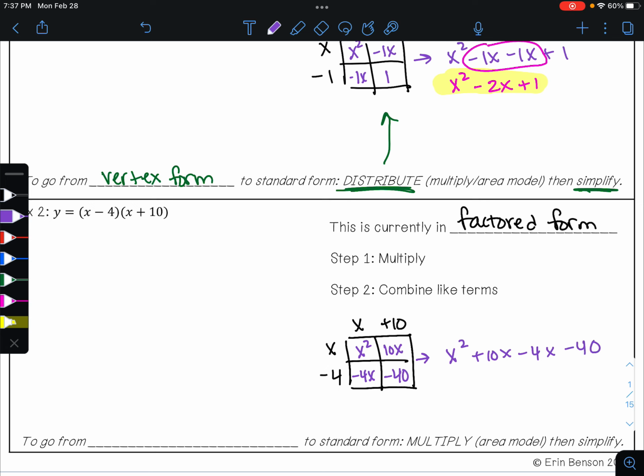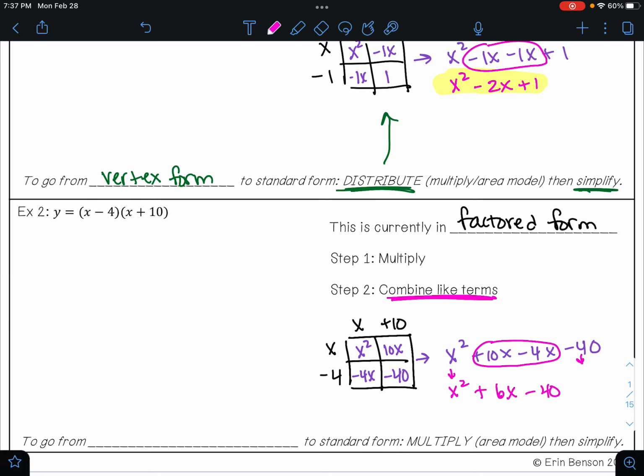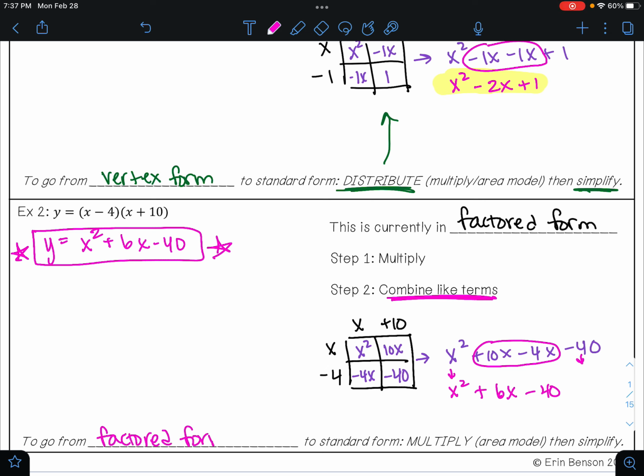So now I can go ahead and combine like terms. X squared doesn't have a like term, so I'm going to bring that down. 10x minus 4x is 6x. And negative 40 doesn't have a like term, so I'm going to bring that down. Well, guess what? This is in standard form. So my answer is y equals x squared plus 6x minus 40. By multiplying this out, it gave us the standard form of the equation. So to go from factored form to standard form, you need to multiply and then simplify. And those are the steps that we followed right here.